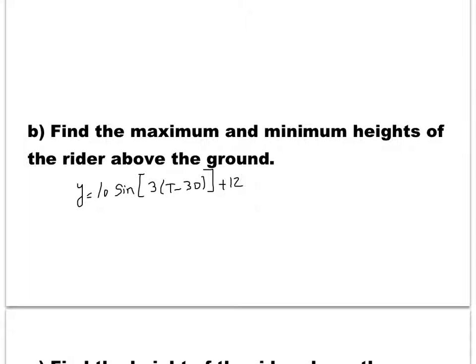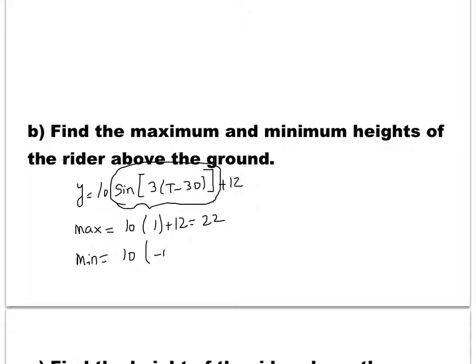The next question is, find the maximum and minimum heights of the rider above the ground. We know that the maximum value of sine of any angle is 1. So the maximum is 10 times 1 plus 12, which is 22. The minimum value of the sine function is negative 1. So we get negative 10 plus 12, which is 2. So the maximum height is 22 meters and the minimum height is 2 meters.